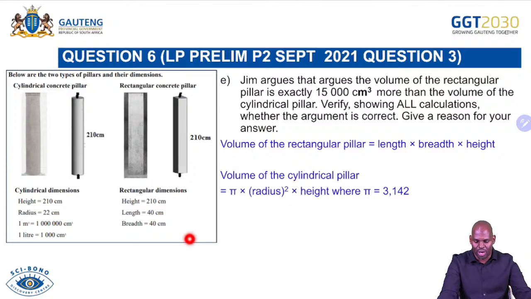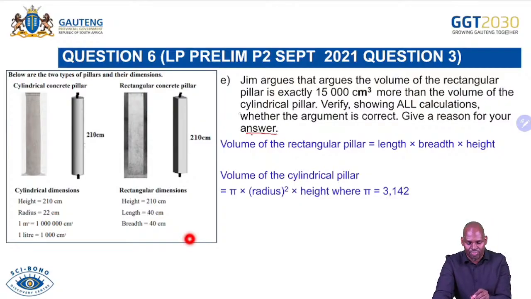Then the next question: Jim argues that the volume of the rectangular pillar is exactly 15,000 cubic centimeters more than the volume of the cylindrical pillar. Verify, showing all calculations, whether the argument is correct. Give a reason for your answer.